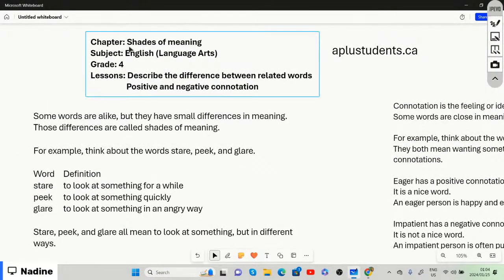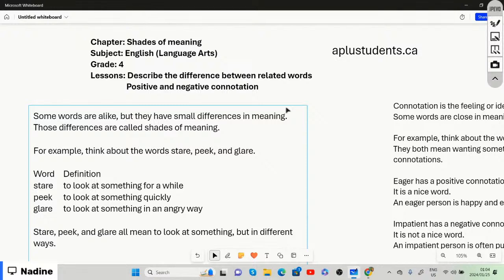So our chapter is shades of meaning. The subject is English language arts, grade 4, and the lessons that we are going to be focusing on under the chapter of shades of meaning are to describe the difference between related words and positive and negative connotation.